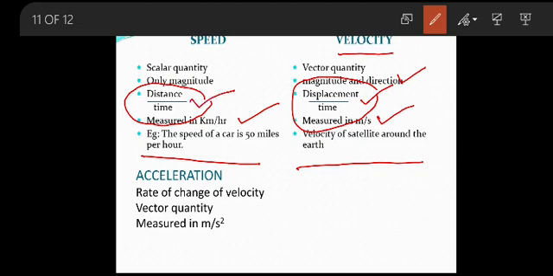Distance by time is the formula to calculate speed. So, speed is a scalar quantity in the sense that distance is also a scalar quantity.